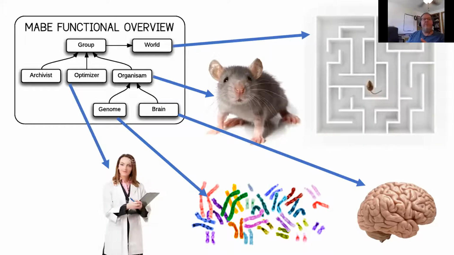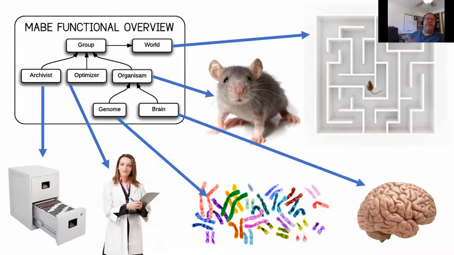We have an optimizer. The optimizer is the thing that selects organisms and determines which ones are going to go on to the next generation. There's a caveat here in that we don't always need an optimizer. And then there's an archivist. And the archivist is the part of the software that determines what data we're going to save, how often, and basically when we're done. When have we saved enough data? So that's all the job of the archivist.